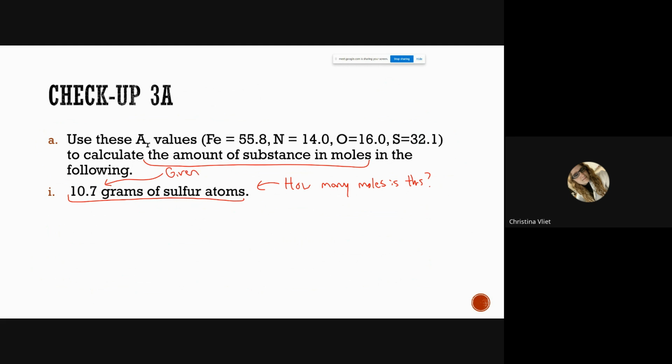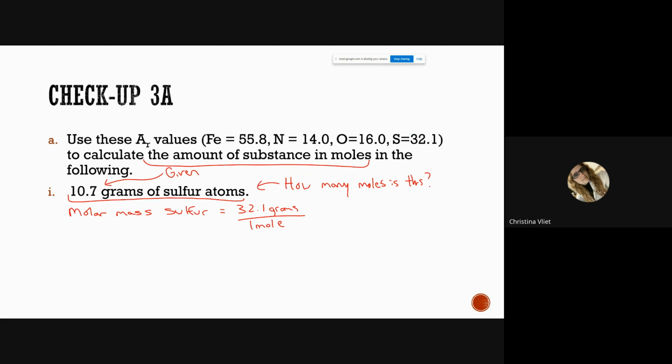Find the molar mass, which is, in this case, the atomic mass of sulfur. What's the molar mass of sulfur? 32.1. So I'm writing, what does that mean? Grams per mole. So that means there's 32.1 grams in 1 mole. So that's how I had taught you to write it before.